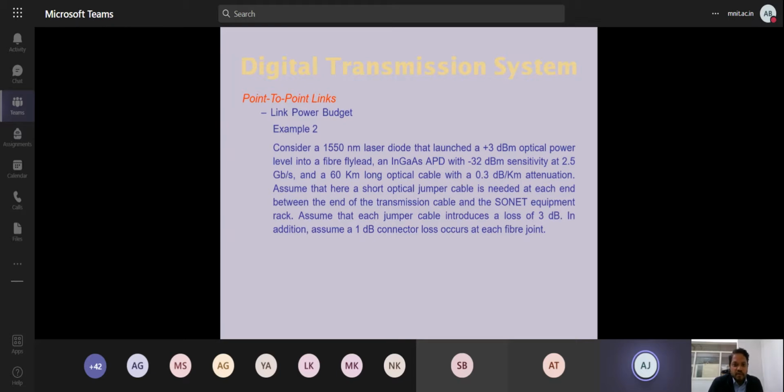Can you identify how much margin do you have? In this, everything is given except for the system margin. Identify what is the system margin in this particular example.